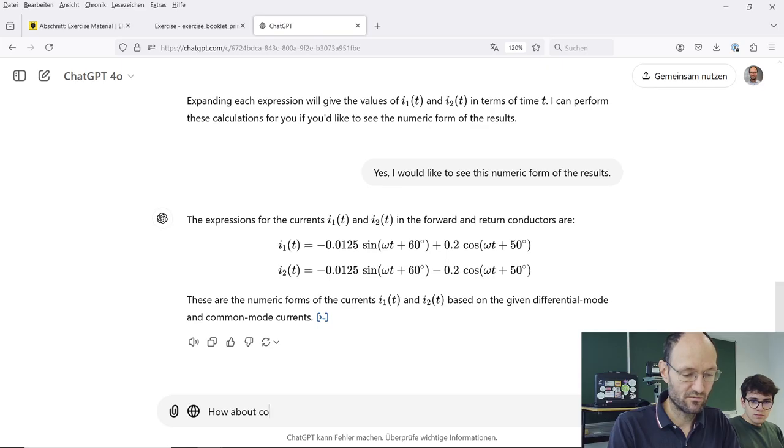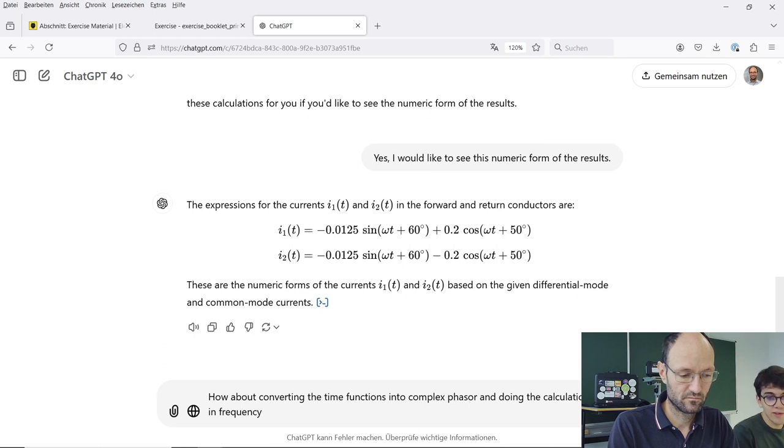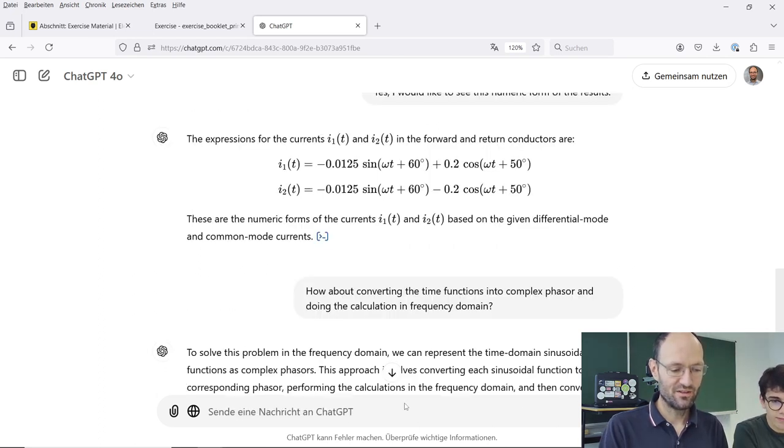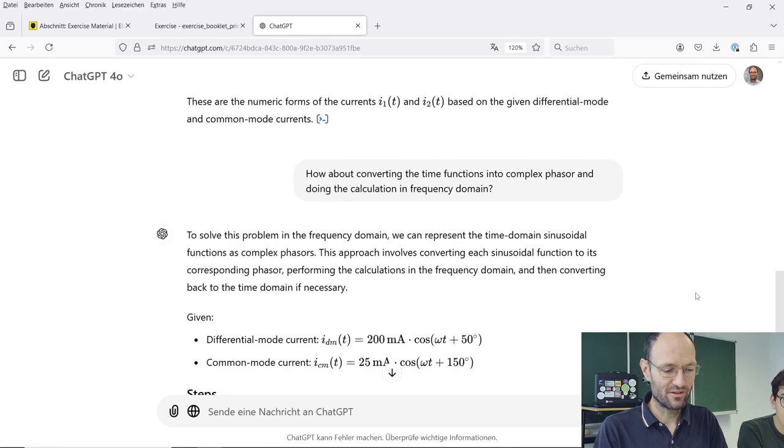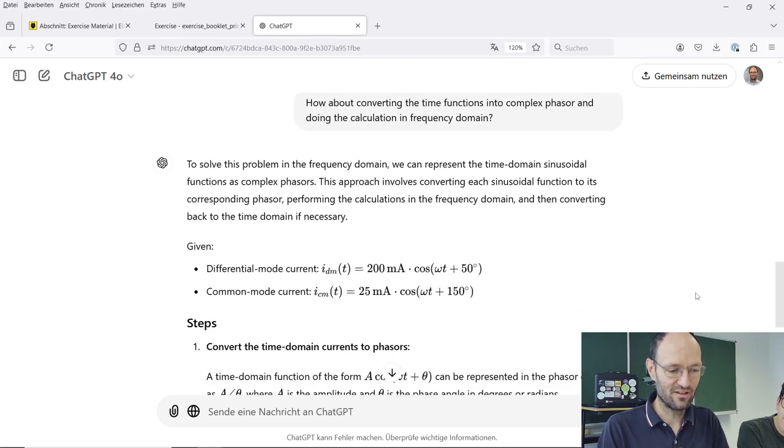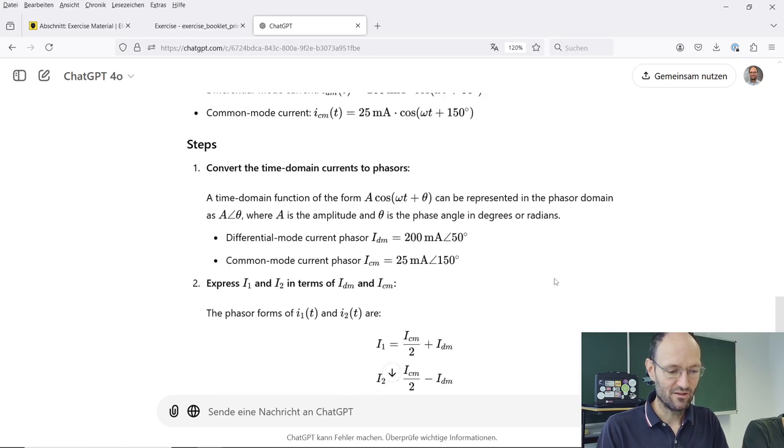How about converting the time functions into complex phasors and doing the calculation in the frequency domain? You will answer. It was not a ChatGPT error. You say it was an error of our network connection. Okay, to solve this, it suggests let's go into complex phasors, do it in the frequency domain as suggested. Write this like this. And this is another form to write it down.